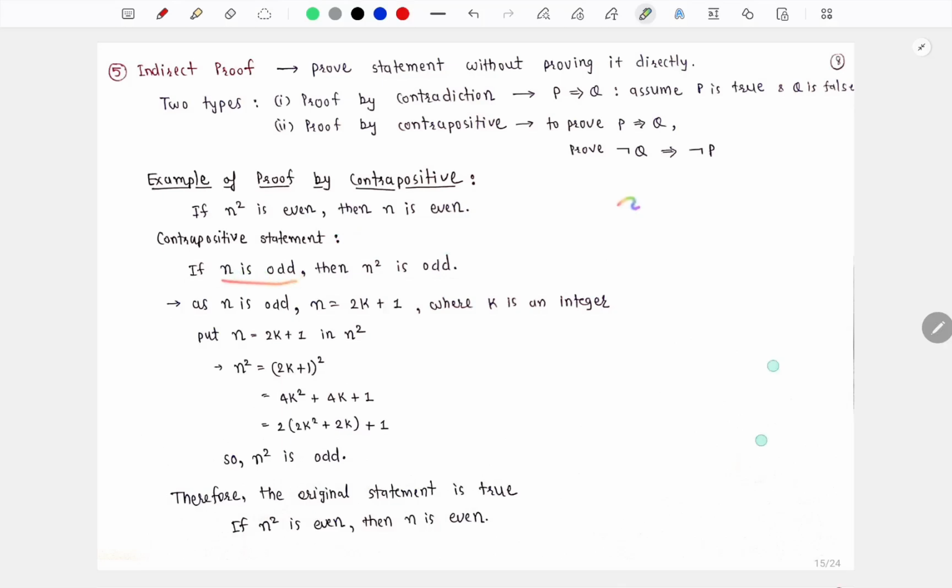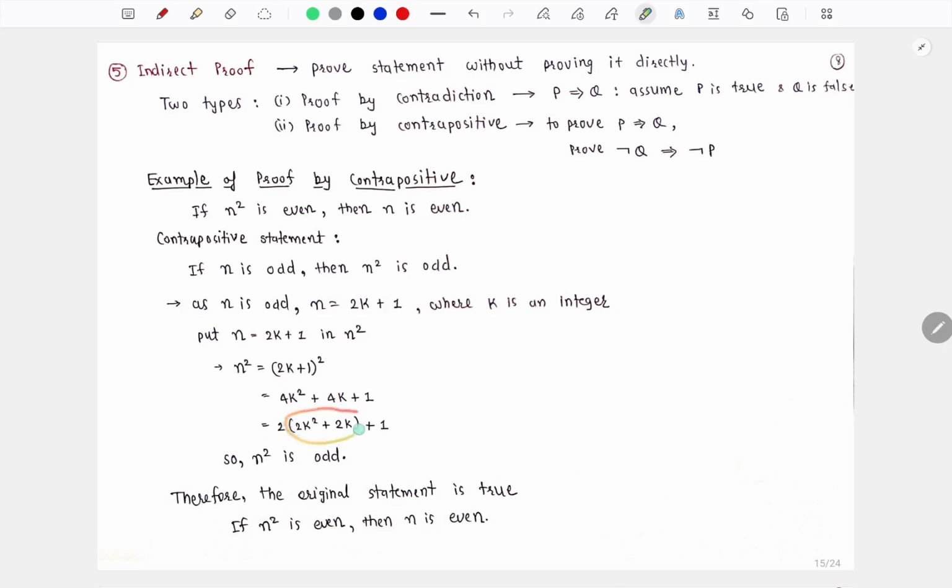So if n is odd, then n square is odd, we need to prove, which is the contrapositive statement. If n is odd, what we previously discussed, if any number is odd, we can write it like 2k plus 1. So here n is equal to 2k plus 1, where k is any integer. Now we will put n is equal to 2k plus 1 in the n square. So n square is equal to 2k plus 1 the whole square. So 4k square plus 4k plus 1. We can take common 2 from 4k square plus 4k. So we will get 2 into 2k square plus 2k.